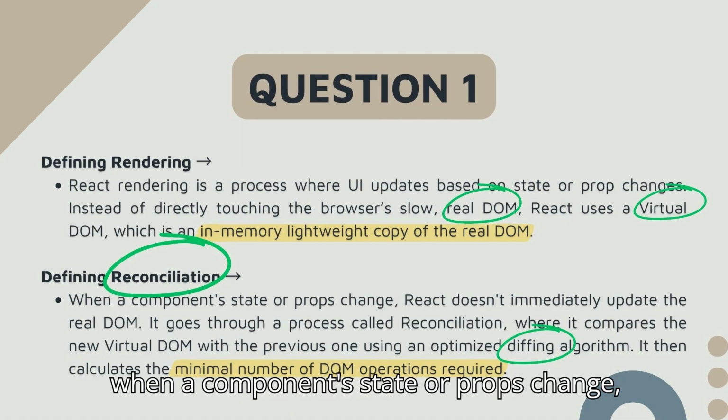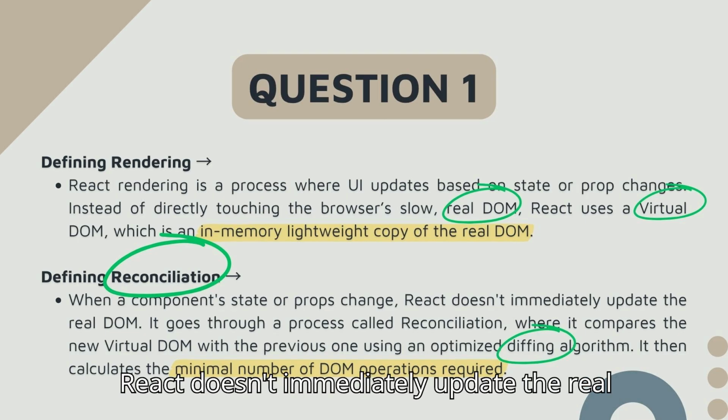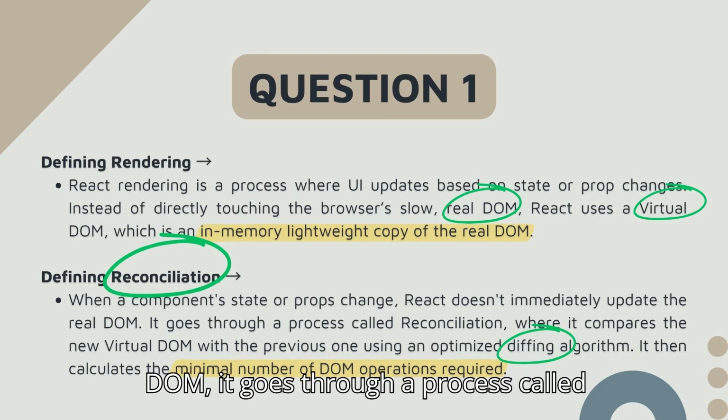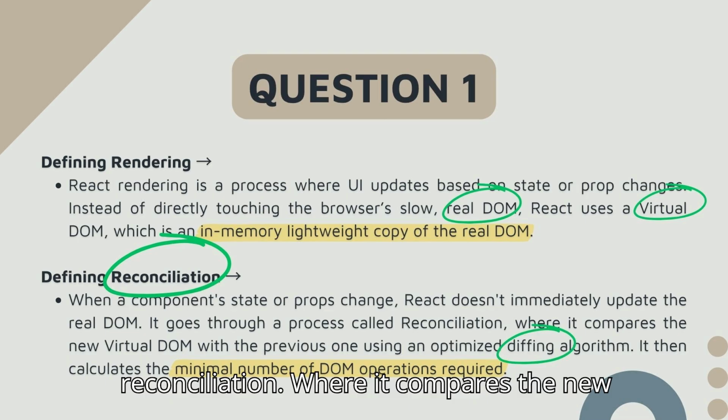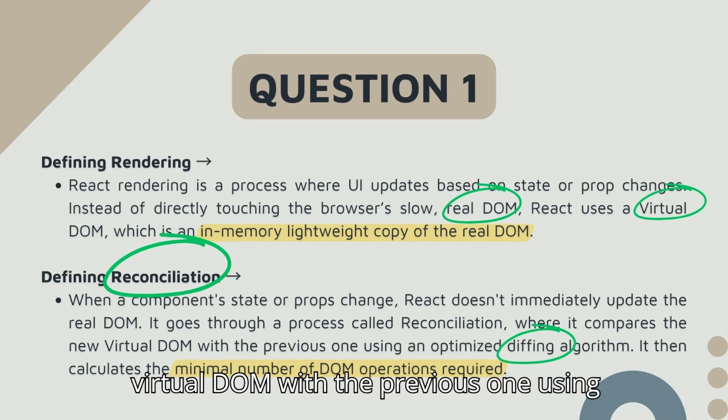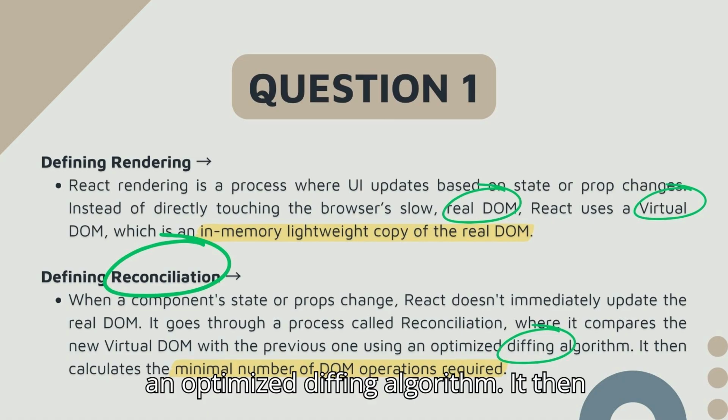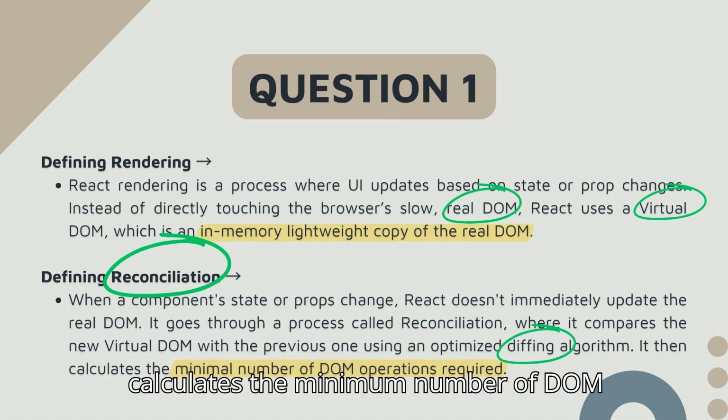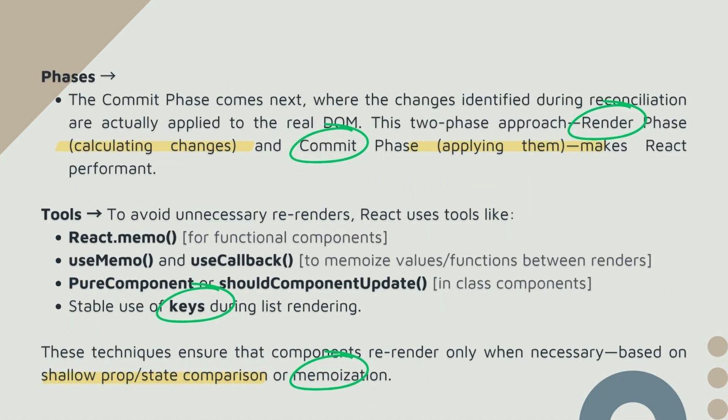Then in the second paragraph, or maybe after a slight pause, we can tell about what reconciliation is. When a component's state or props change, React doesn't immediately update the real DOM. It goes through a process called reconciliation, where it compares the new virtual DOM with the previous one using an optimized diffing algorithm. It then calculates the minimum number of DOM operations required.